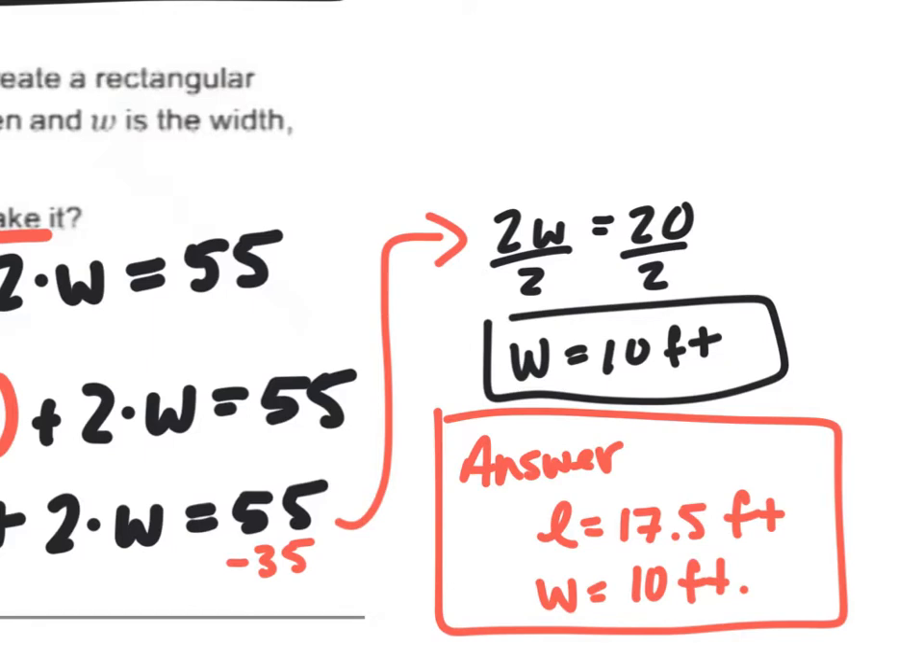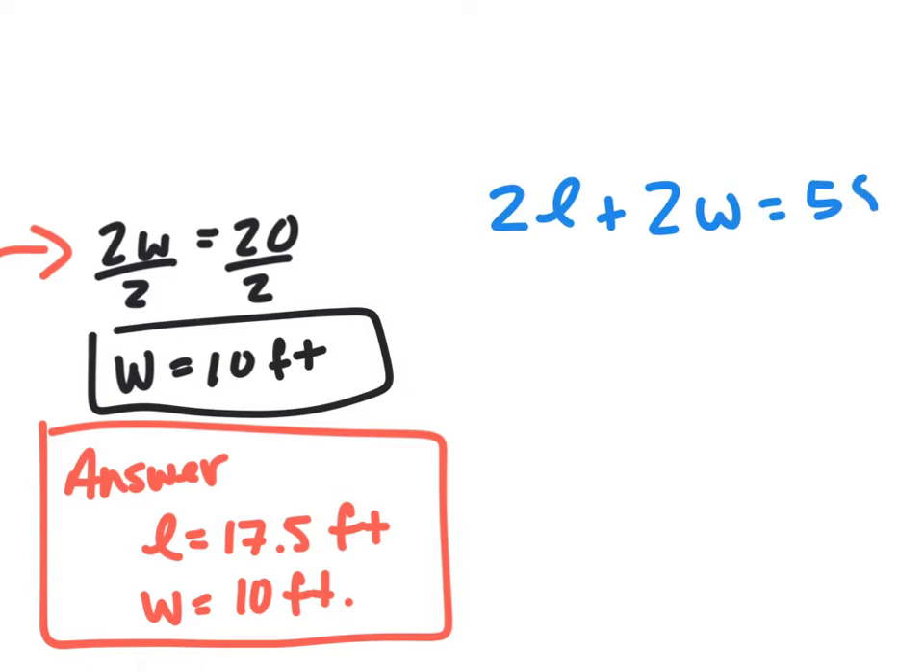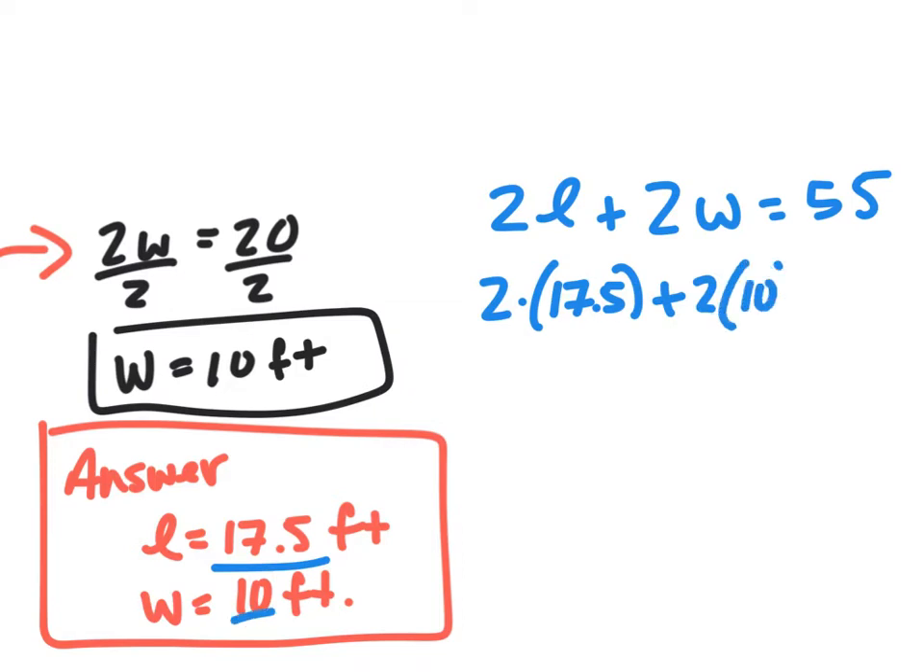Okay, now if we really wanted to check this, we could plug these answers back into our original equation of 2L plus 2W is equal to 55. So if I plug in 2 times L, which is 17.5, plus 2 times W, which is 10, then that should give me 55, and it should check out.